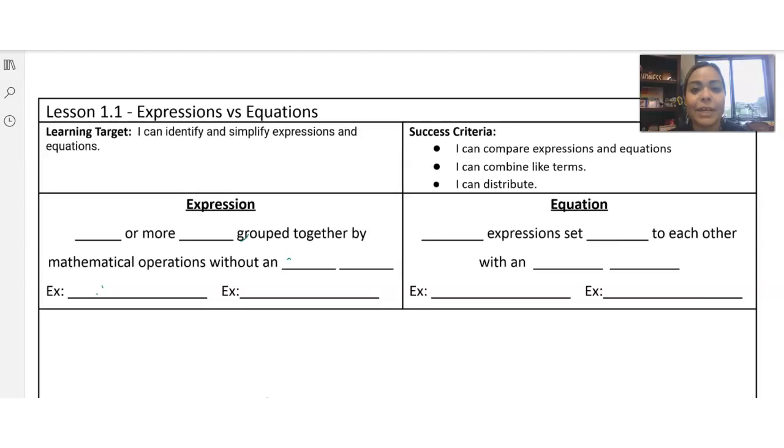Guys, it's Miss Silva. We're going to start our first lesson of the year with expressions versus equations. So our learning target for this lesson is I can identify and simplify expressions and equations. In order for us to be successful for this lesson, we need to be able to compare expressions and equations, then combine like terms, and then for the next lesson, we're going to be distributing. So for today, we're only concentrating on the first two.